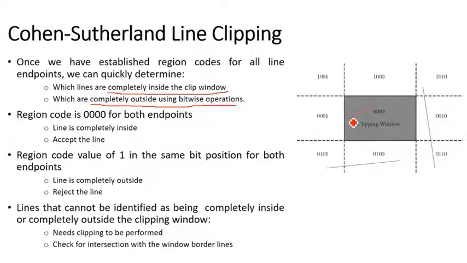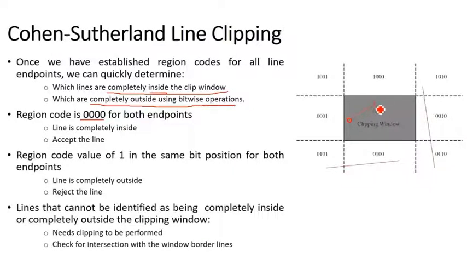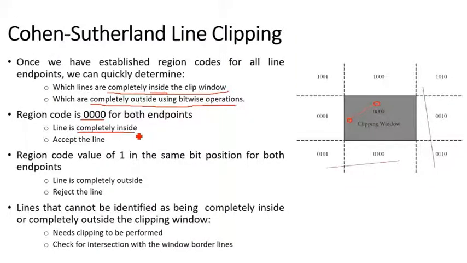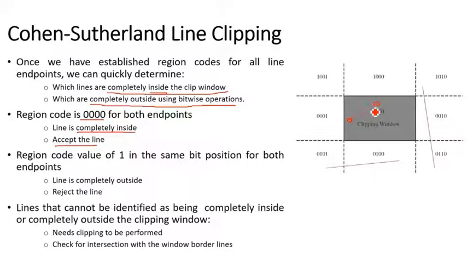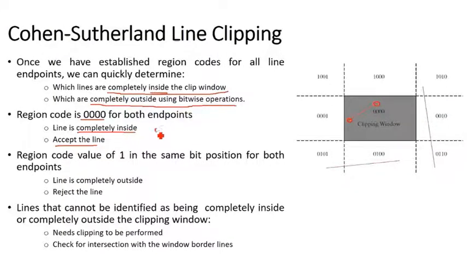Let's say this is a line which resides completely inside the clipping window. Now, how do I detect it? If the region code is 0000 for both the endpoints, meaning this outcode is 0000 and this outcode is also 0000, then I can decide that this line is completely inside, and so I accept this line. Accepting this line is nothing but considering it for display in my clipping window. How do I determine if both of them are 0000? Simple. I perform a bitwise OR operation.